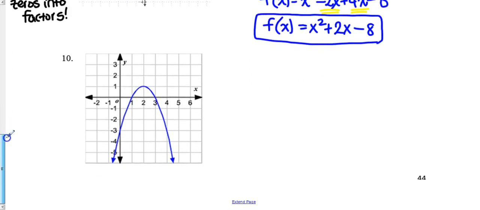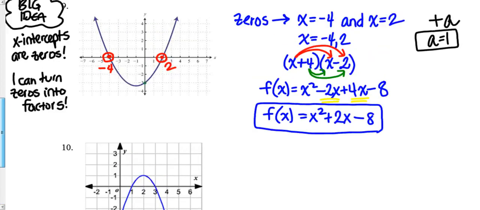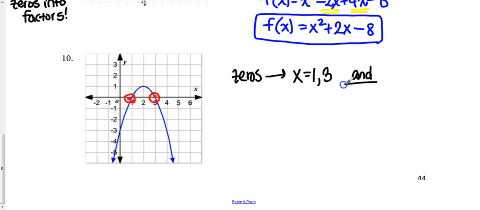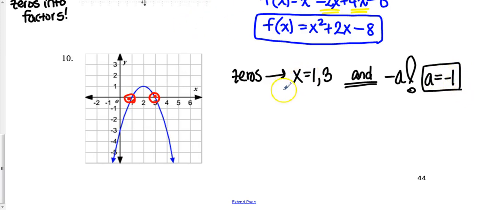Because notice this graph opens down. So once again, the big idea hasn't changed. X-intercepts are zeros, and I can turn zeros into factors. So where are the x-intercepts of this graph? I see one at 1 and another at 3. So let's get our list. Our list of zeros are 1 and 3. And notice this opens down, so we need a negative a. So keeping it nice for ourselves, let's let a be negative 1. Take a shot, please, at setting up the factors and remembering where that negative 1 goes. So setting up my factors, I'll have x minus 1 times x minus 3. That negative 1 needs to go out front.